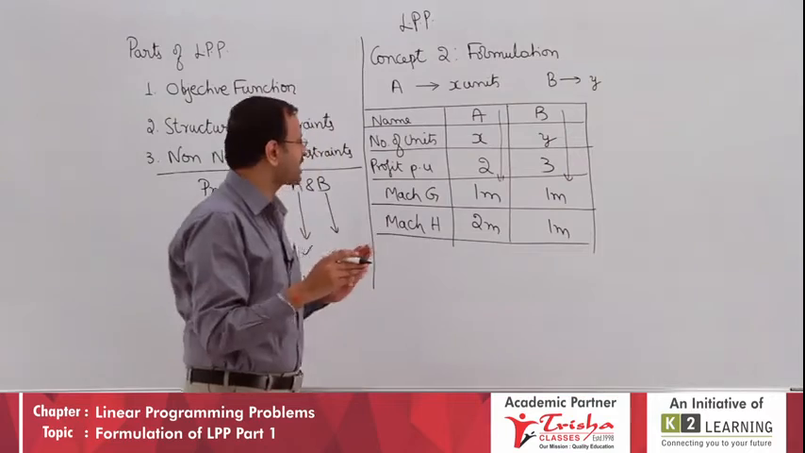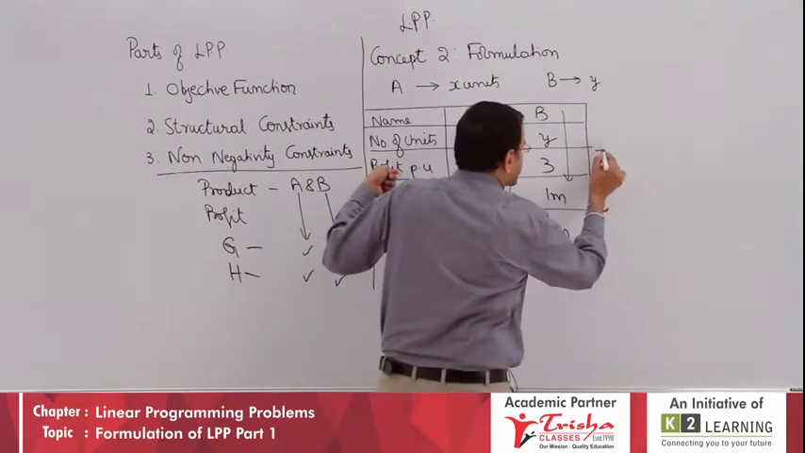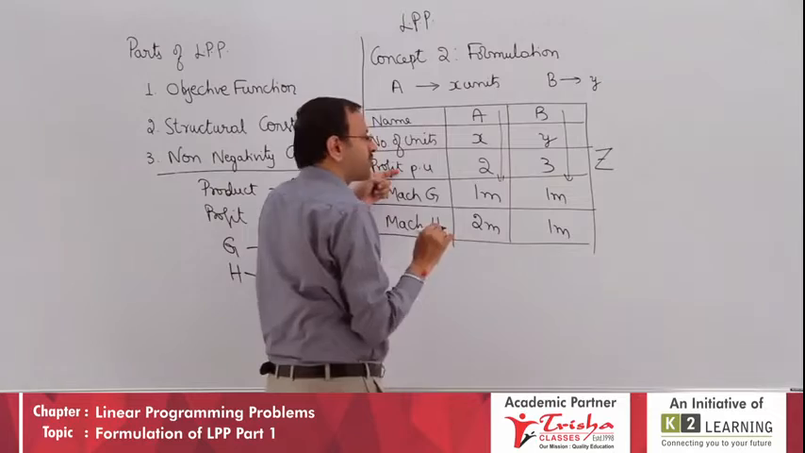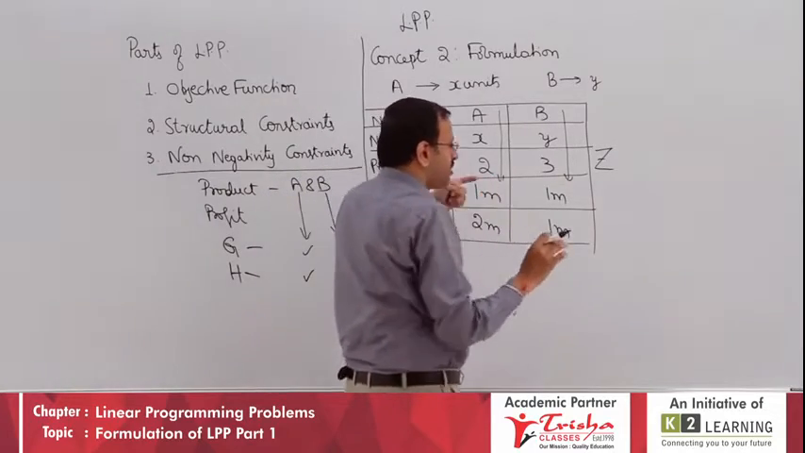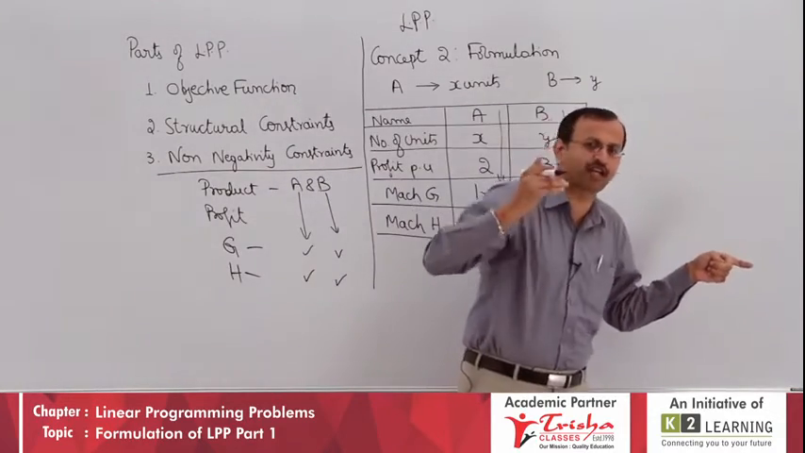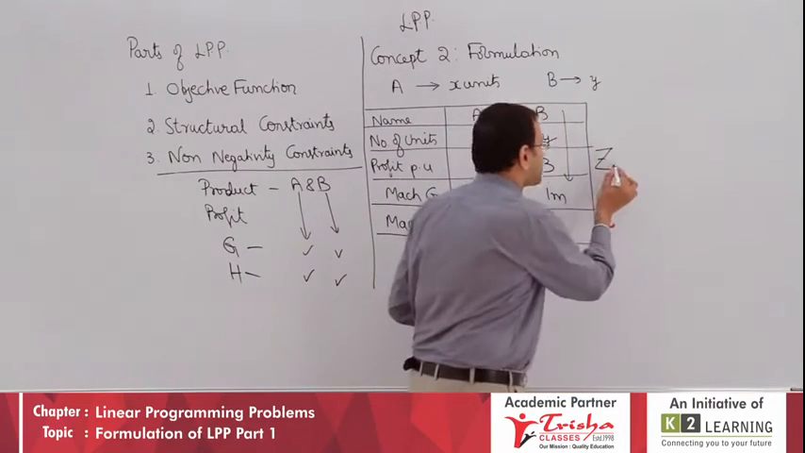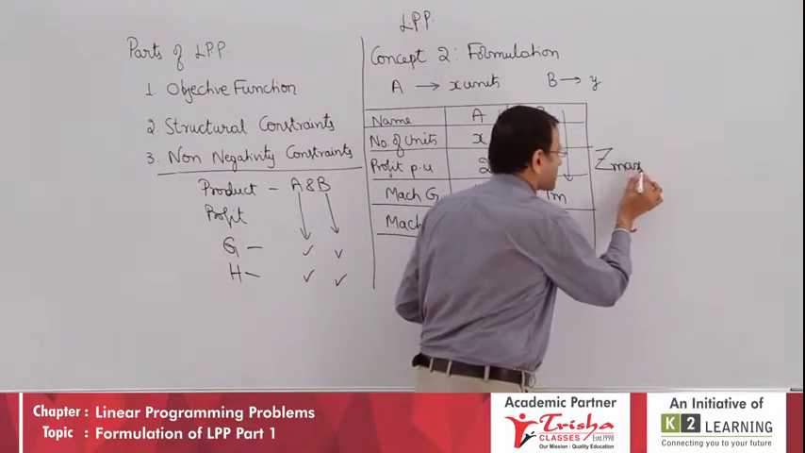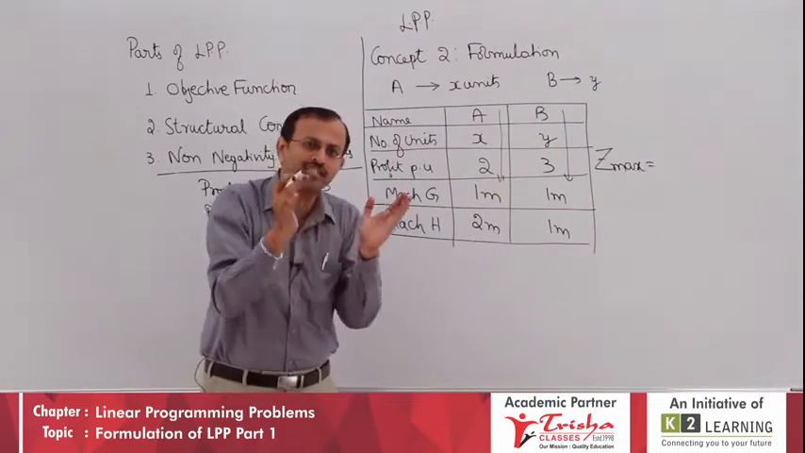Now, to formulate the LPP, observe carefully: the profit I will take as Z. Profit, cost, investment, whatever, you take Z. Now you tell me whether you want to increase your profit or decrease it. Is it maximizing or minimizing? Obviously your answer will be maximizing. So I have to write Z max. Both profits put together, I have to get the highest profit.